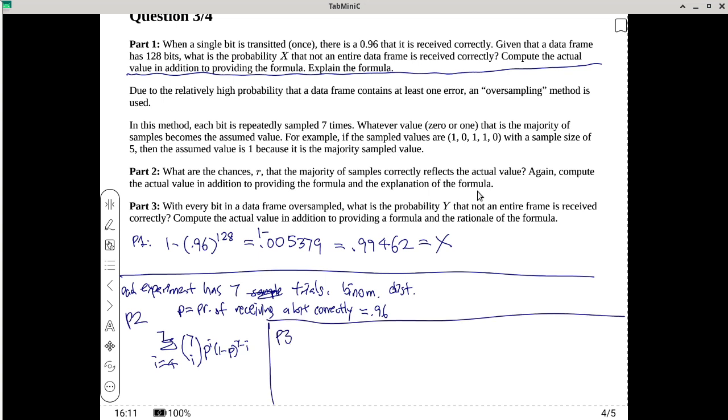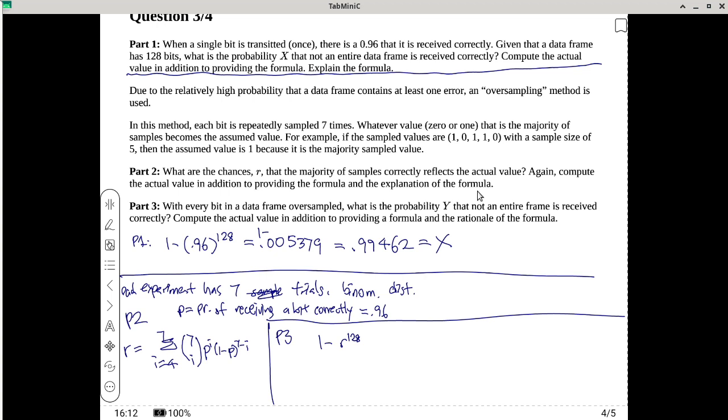So now we work on part three. There's a particular value associated with it, which is R. With every bit in a data frame oversampled, what is the probability that not the entire frame is received correctly? The setup is similar to P1, except instead of using 0.96, you're going to use R as the probability of receiving a bit correctly. So it becomes 1 minus R raised to the power of 128, whatever R turns out to be.